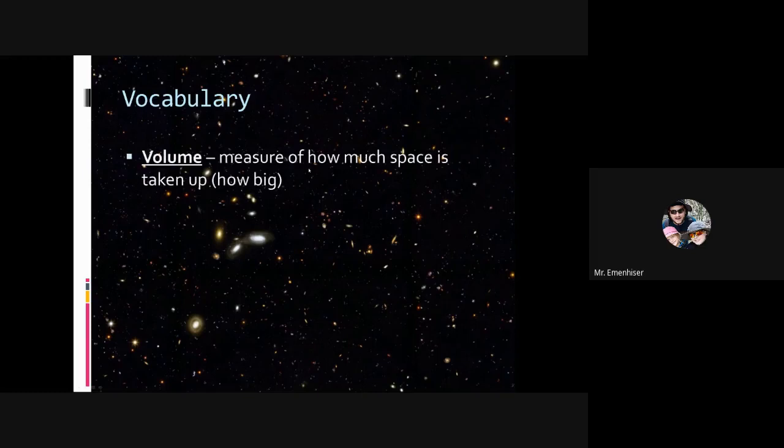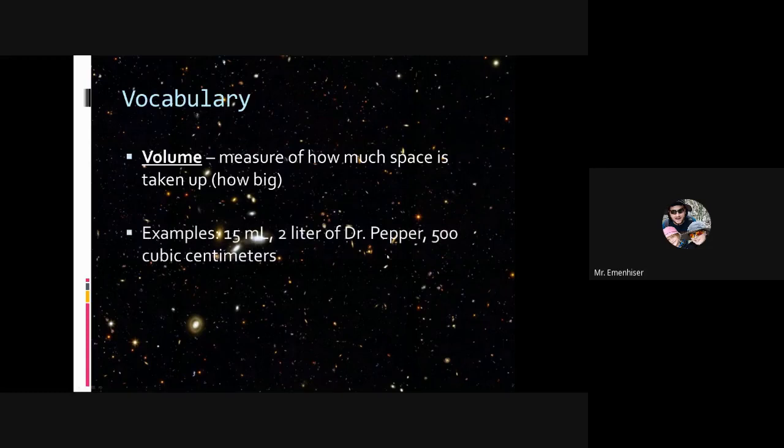Volume. Volume is how much space something takes up. For solids, it's going to be a cubic centimeter, which means that it's length times width times height. Centimeter times centimeter times centimeter. That's why it's centimeter cubed. Or if you're talking about a liquid, then we're talking about a milliliter. That's how we measure volume. And a milliliter is actually the same thing as a cubic centimeter. We've talked about that with the density lab. 15 milliliters, 2 liters of Pepsi, 500 cubic centimeters, gallons. These are all units of volume.